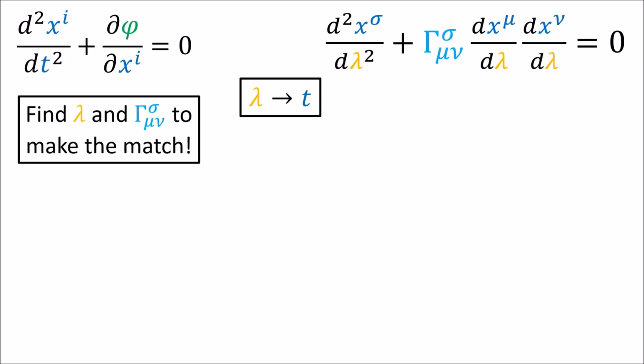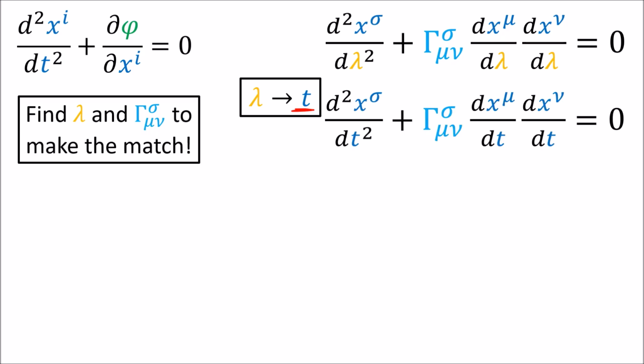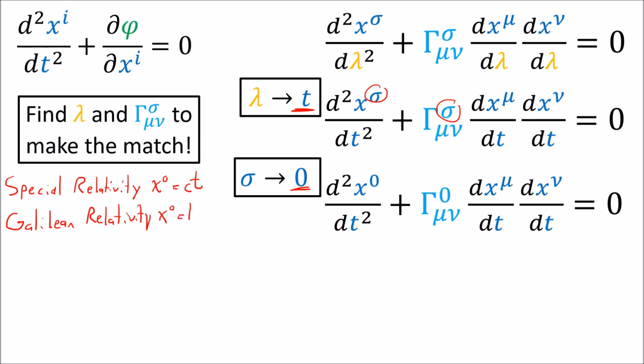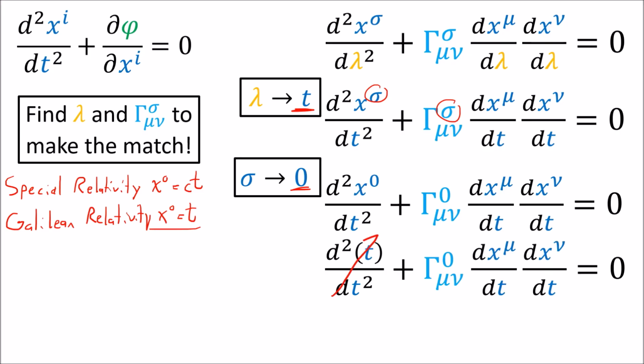First, we choose the path parameter lambda to be the universal Newtonian time coordinate t. Next, let's see what we get when we take the sigma index to be 0. Now, in previous videos on special relativity, I've said that the x0 coordinate is just the speed of light times t. But since we're dealing with Newtonian gravity and Galilean relativity, we're going to say that the x0 coordinate is just the standard time coordinate t, without the factor of the speed of light. So the second derivative of t with respect to t is just 0.